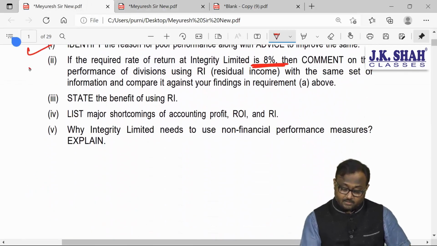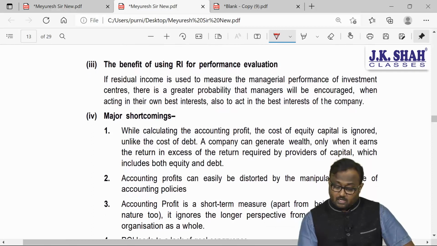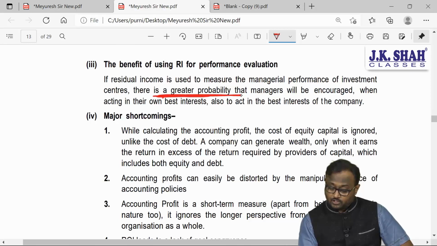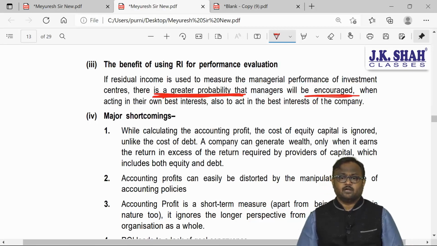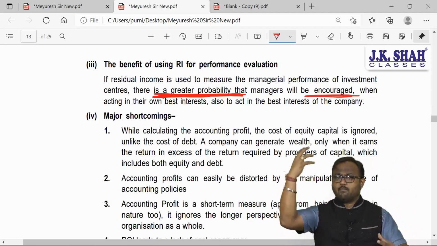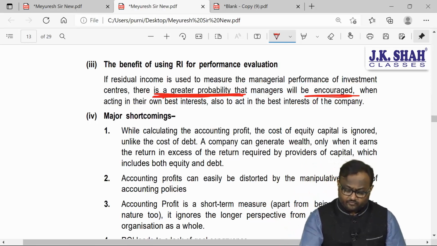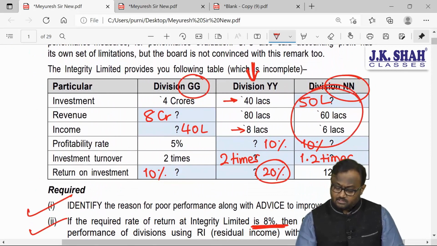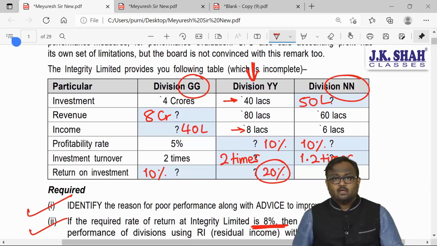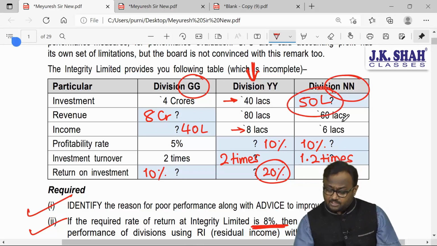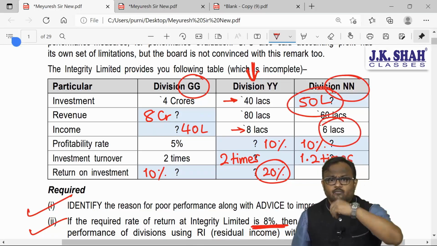Then my third part, state the benefit of using RI. It's very simple. As I told you, it's an absolute term, so there is a greater probability that managers will be encouraged, because ultimately it's an independent effect. See, you invest something, you give me capital employed, I am giving you profit, my profit divided by your capital employed is giving me ROI. So it's not my fault, no. In case of, if you talk about this, investment turnover ratio is pathetic. Why? You invested 50 lakhs, I am the manager, I am giving you 6 lakhs. Just imagine if your investment would have been 10 lakhs.